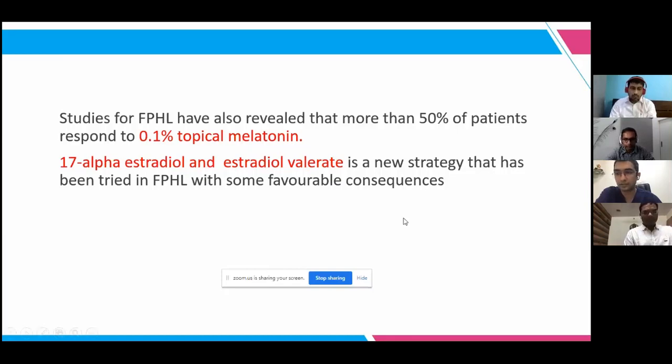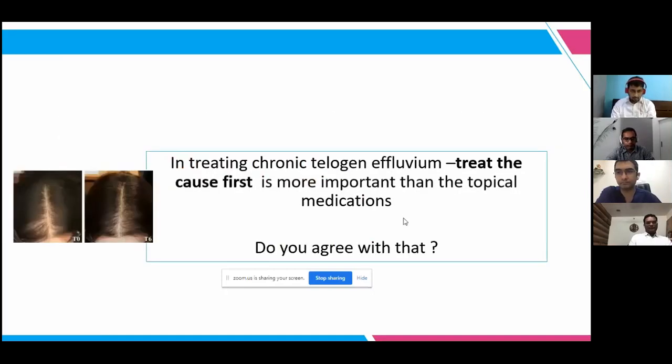Yeah, there are two creams. One is topical melatonin they have tried, and another one is 17 alpha estradiol and estradiol valerate have been tried in some of the female pattern hair losses, which have been found to have some favorable consequences, but they have not yet come to the market. These are on trials only.